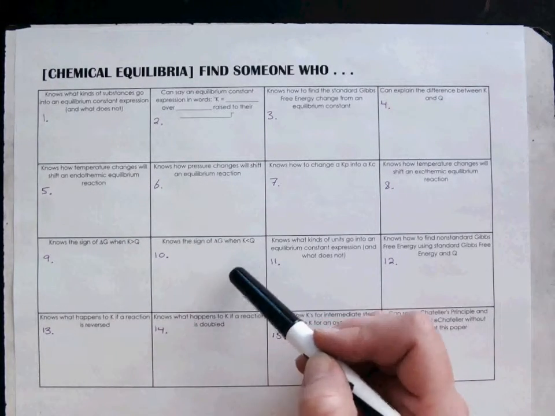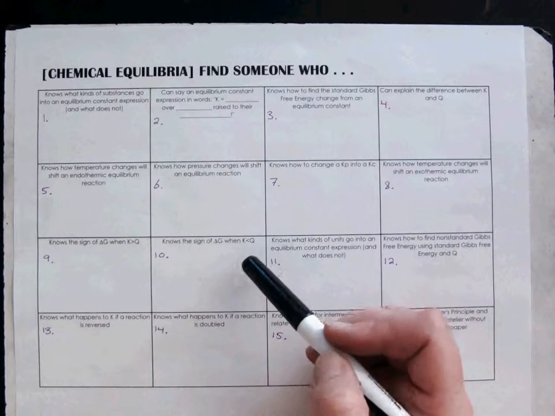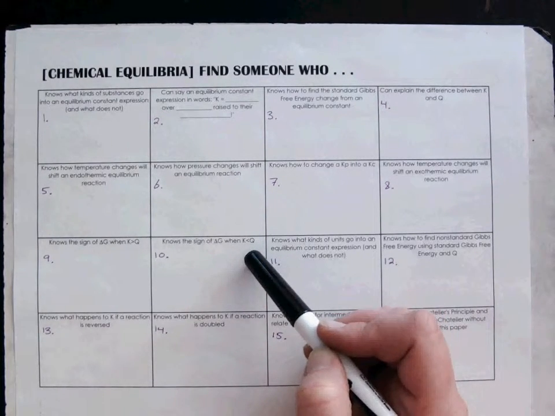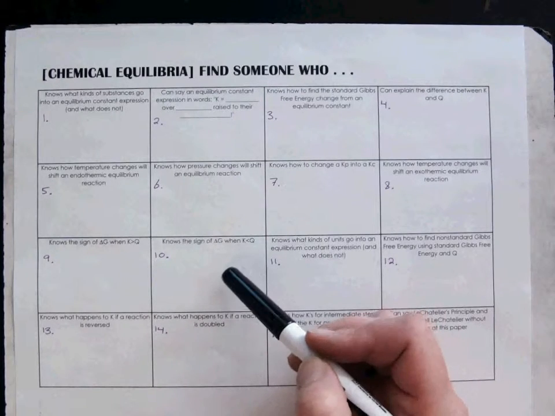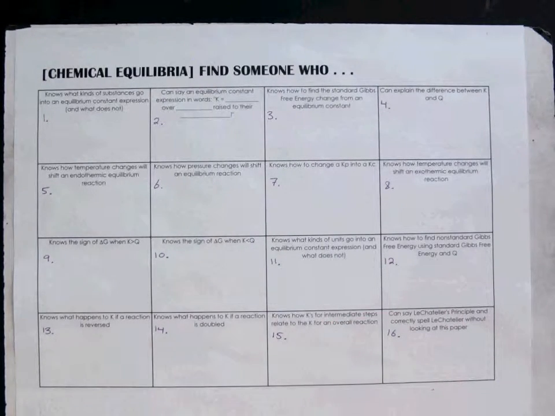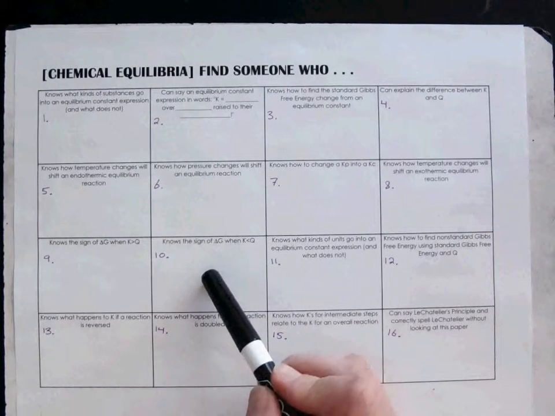This is the exact reverse situation, number 10. If Q is greater than K, it's like I have too many products. The reverse reaction will happen more. It will shift to the left. If my reverse reaction is going to happen, then my forward reaction is no longer spontaneous at that moment.